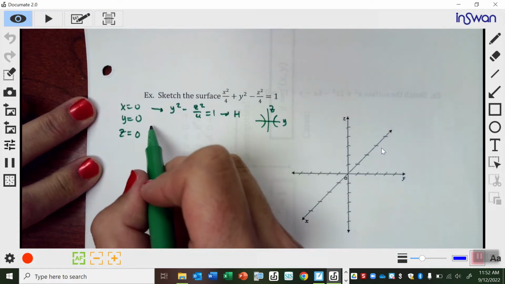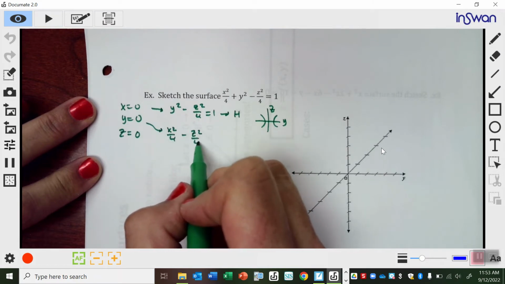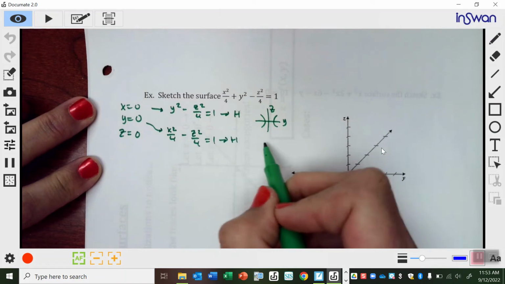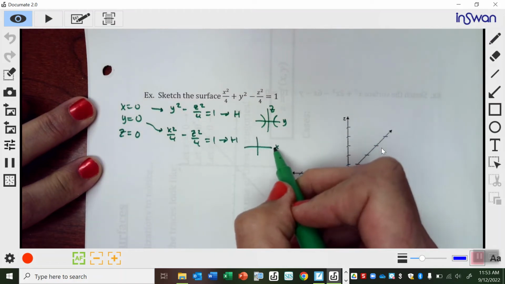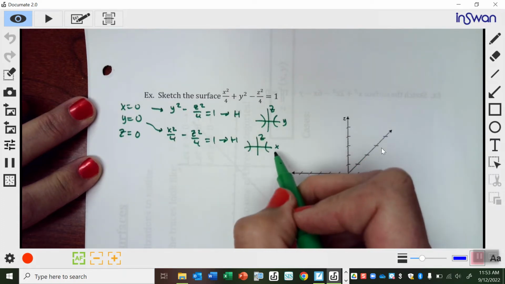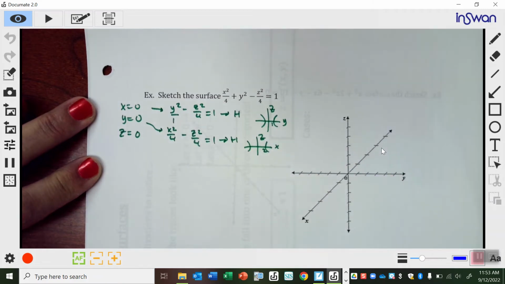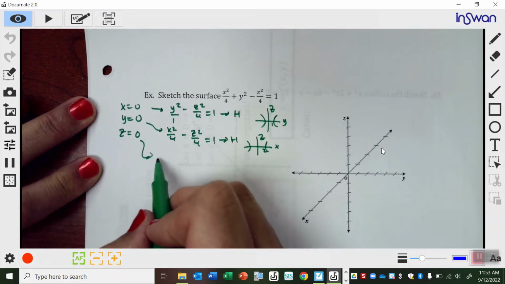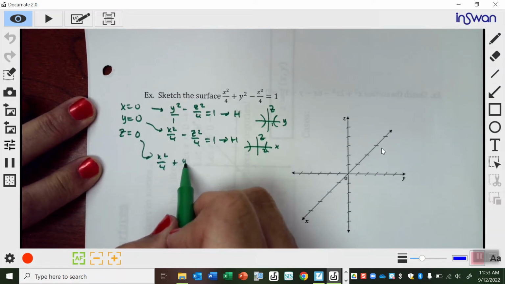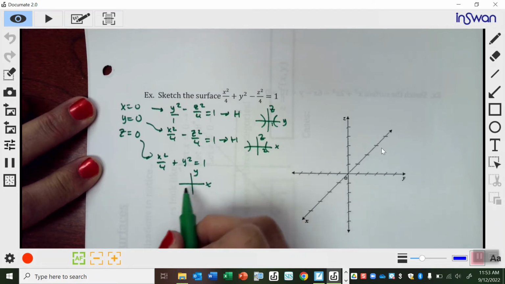If y is equal to 0, then I have x squared over 4 minus z squared over 4 equals 1. That's also a hyperbola. If I have the x and the z-axis, it's crossing the x-axis at 2 hyperbolas. This was crossing at 1, that was crossing at 2, because underneath here is a 1. And if z is equal to 0, then I have x squared over 4 plus y squared equals 1, so that's an ellipse. I have an ellipse with my x and y, going to 2 on the x-axis, to a negative 2, and then 1 on the y-axis.